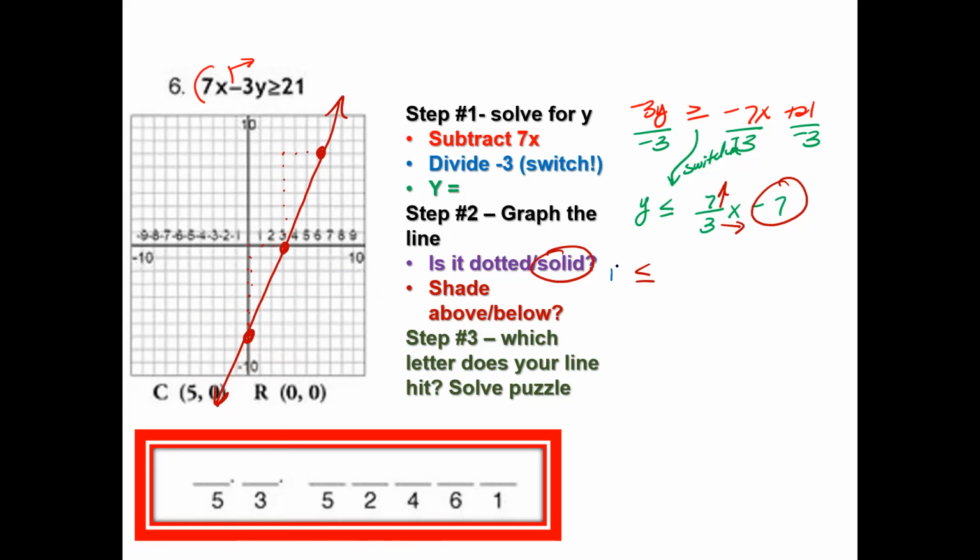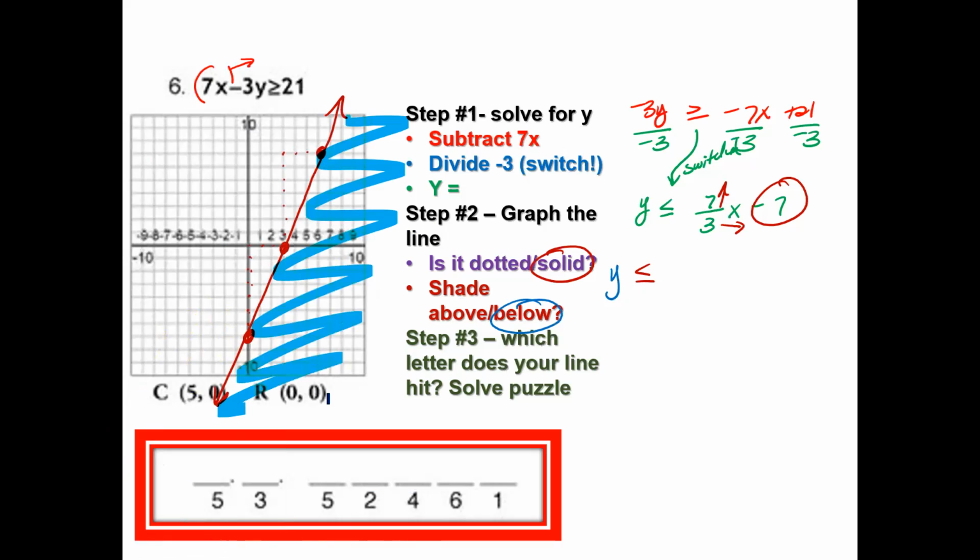And then because it's not eating the letter Y, you're going to be shading below that. So grab your highlighter, and we're going to shade below. And it looks like it's hitting the letter C. So for number 6, it'll be a C right there.